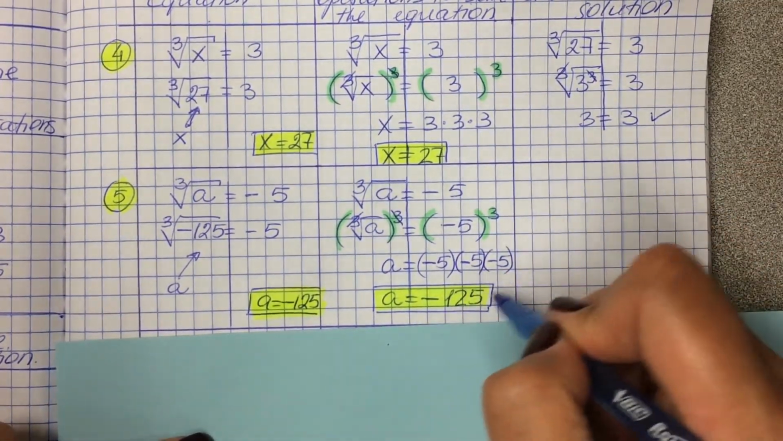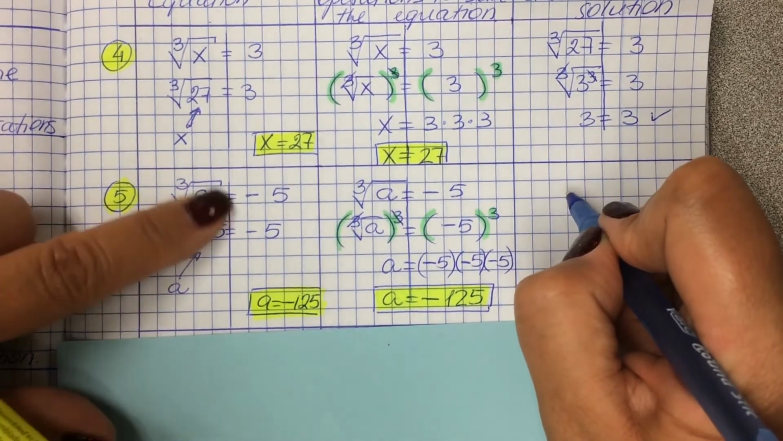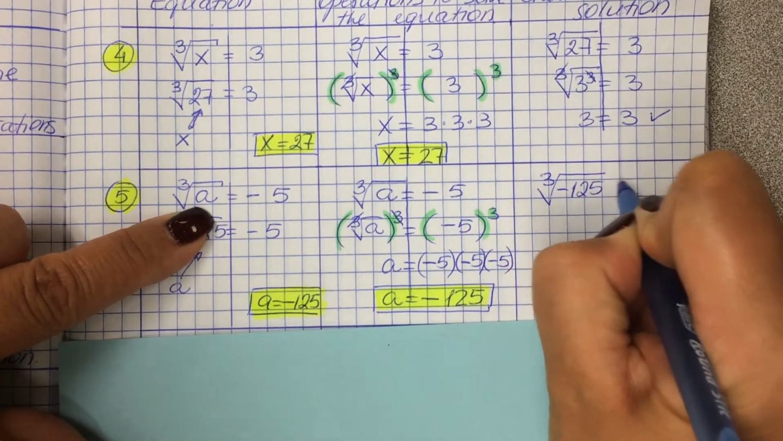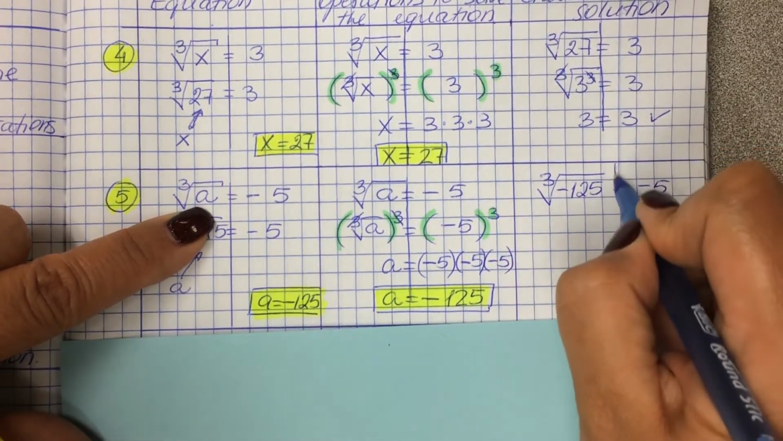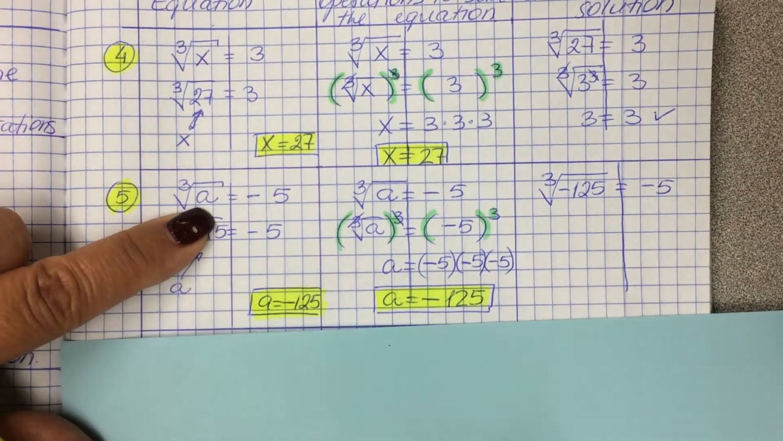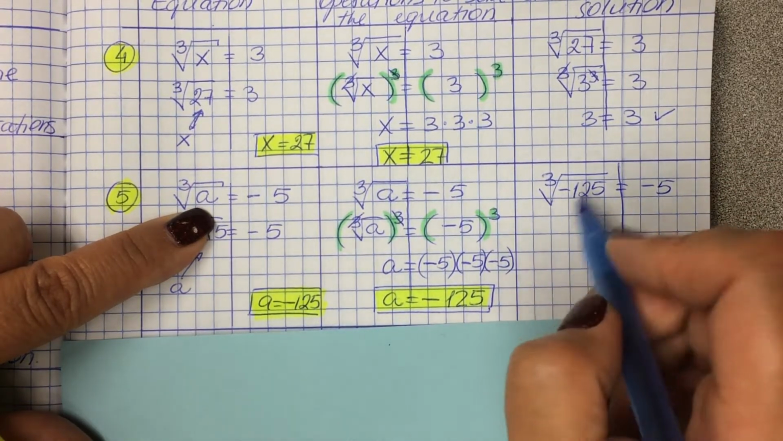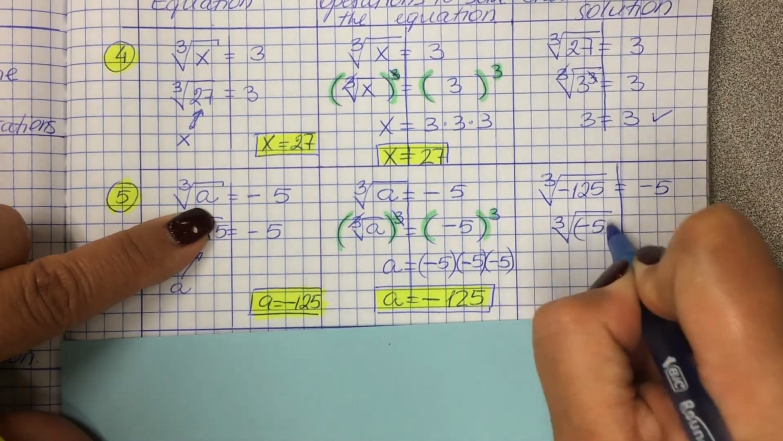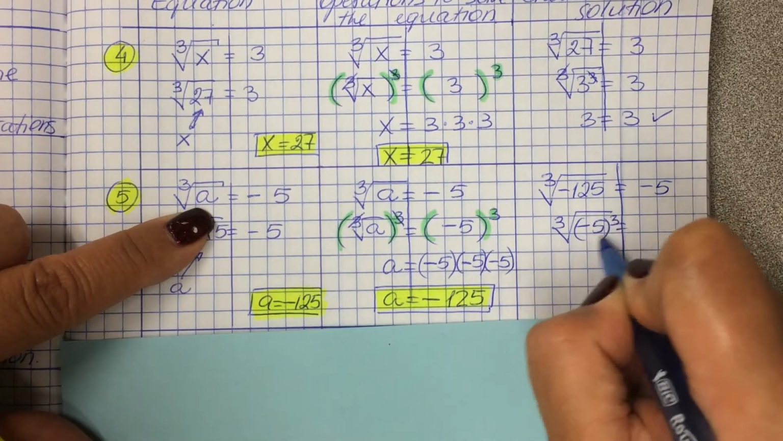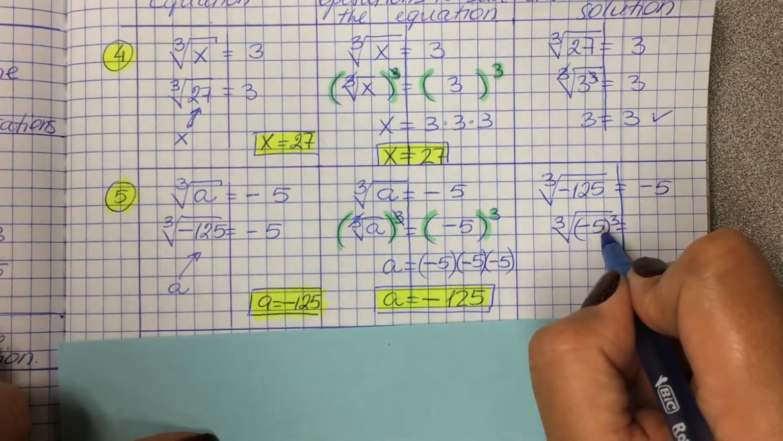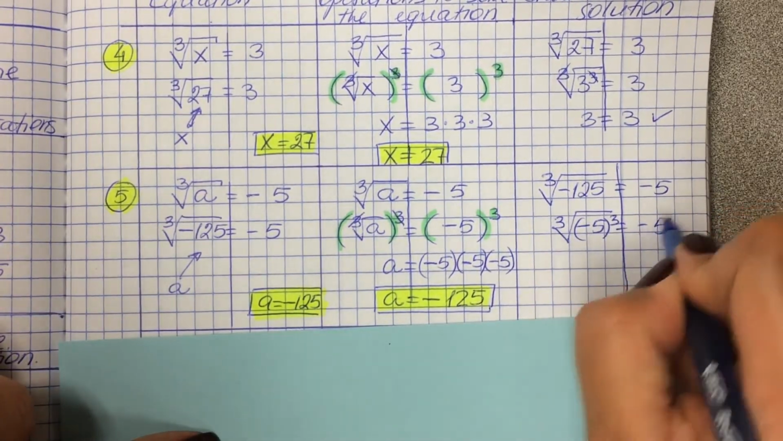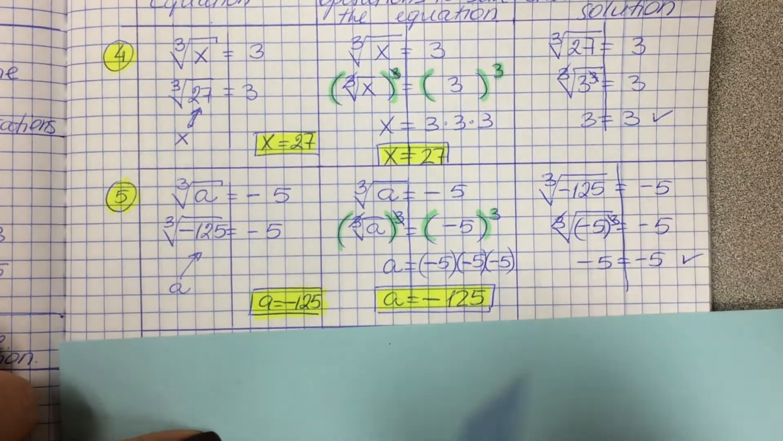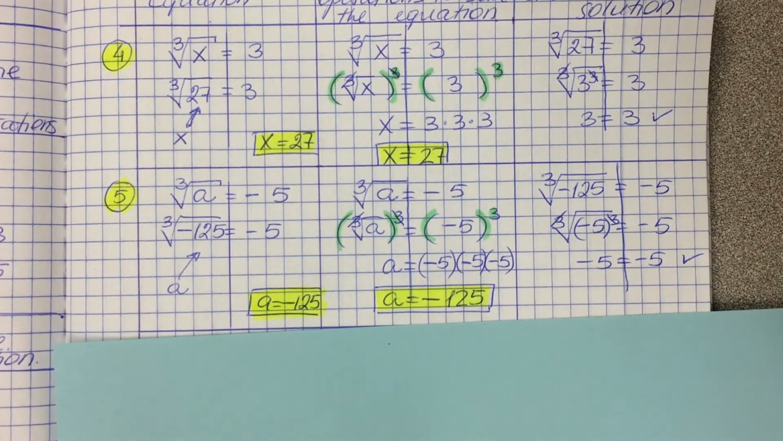The value of a we can check in the original equation by plugging in negative 125 instead of a. The value of the variable must make the equation true. So we have cubic root of negative 5 cubed, because negative times negative times negative is negative. 5 times 5 times 5 is 125. Cube root and cube cancel each other, so negative 5 on both sides creates the balance, which makes the equation true.